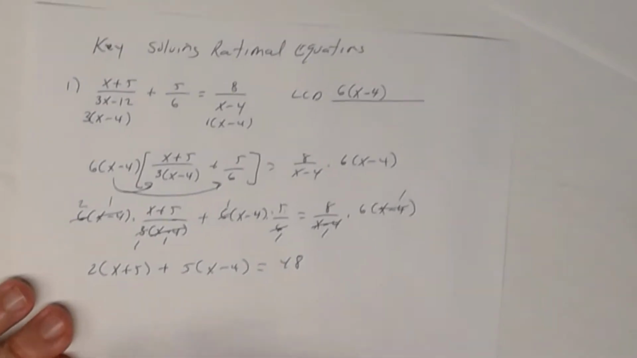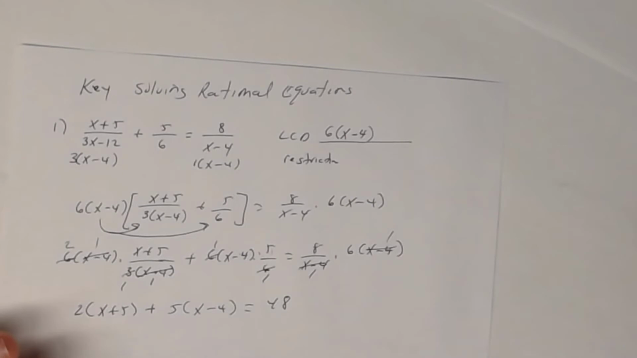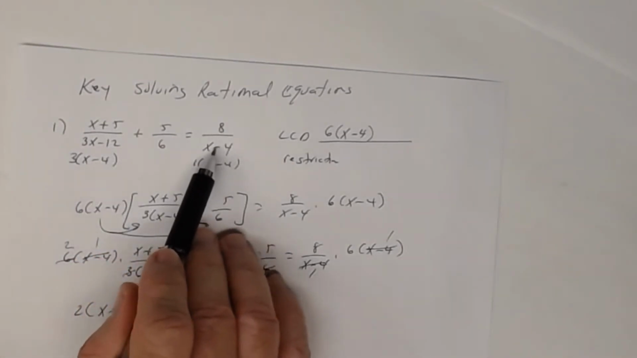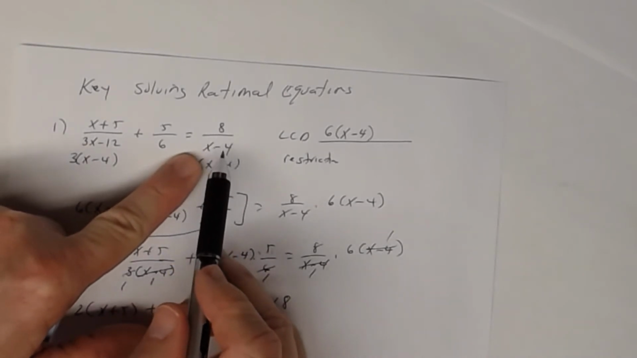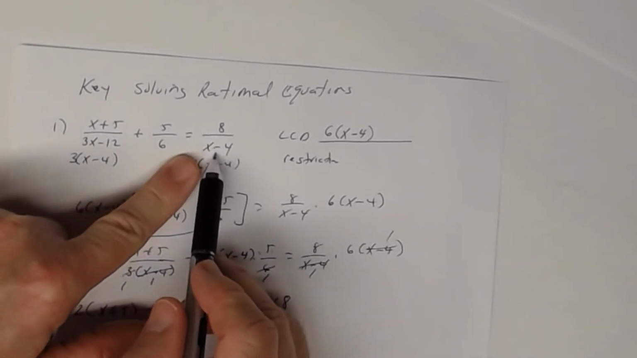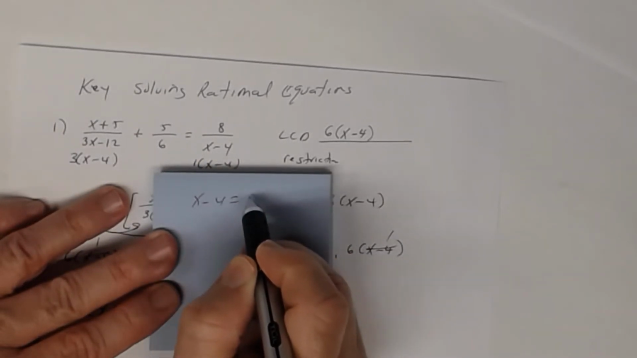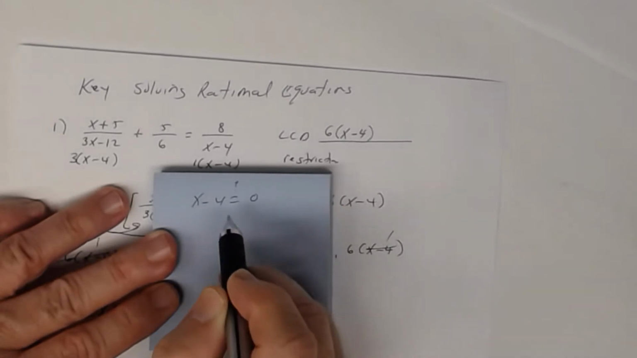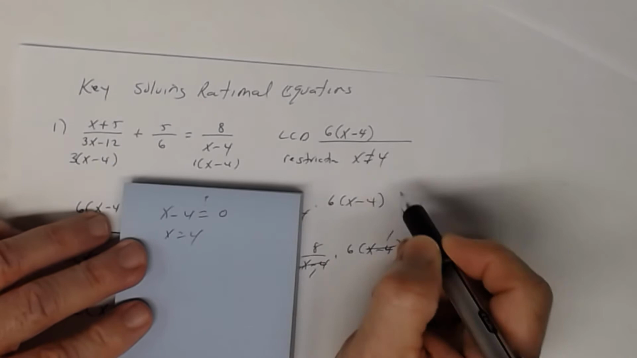Now, one thing I forgot to do was talk about the restrictions, so let's go ahead and do that. So remember, the restriction is the value of the variable that makes the denominator 0. So if you look at x minus 4 right here, you know that, because remember, you can never divide by 0, right? So that's undefined, so that's going to be a restriction. So if you look at x minus 4, your question becomes, where is x minus 4 equal to 0? Well, x minus 4 is equal to 0 when x equals 4. So that's one of my restrictions. X is going to equal 4.